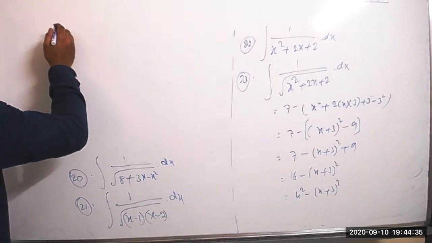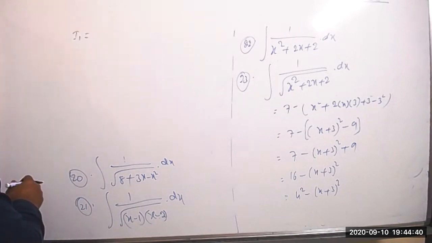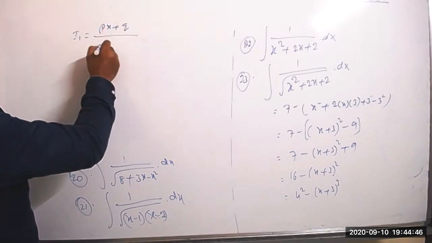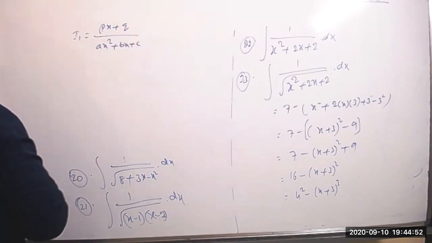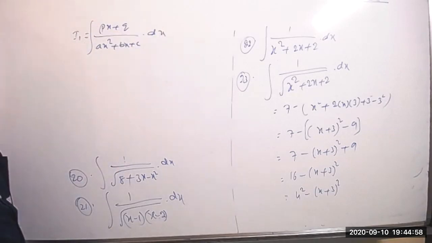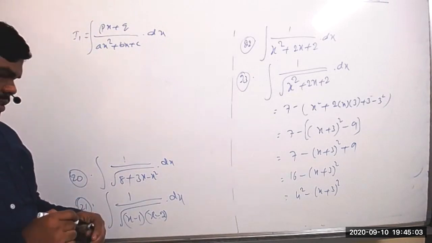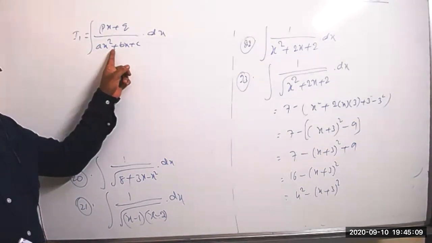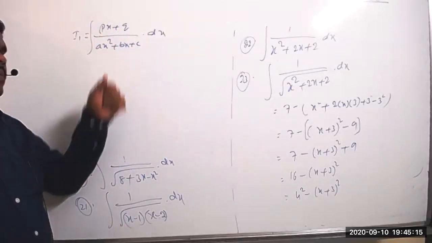One small concept here. Suppose you take here I1 equal to, suppose any one of the functions, px plus q by ax square plus bx plus c is given. Now in this case, how to integrate? This is the more important one. Remember that. Clearly, the degree of the denominator is greater than the numerator.